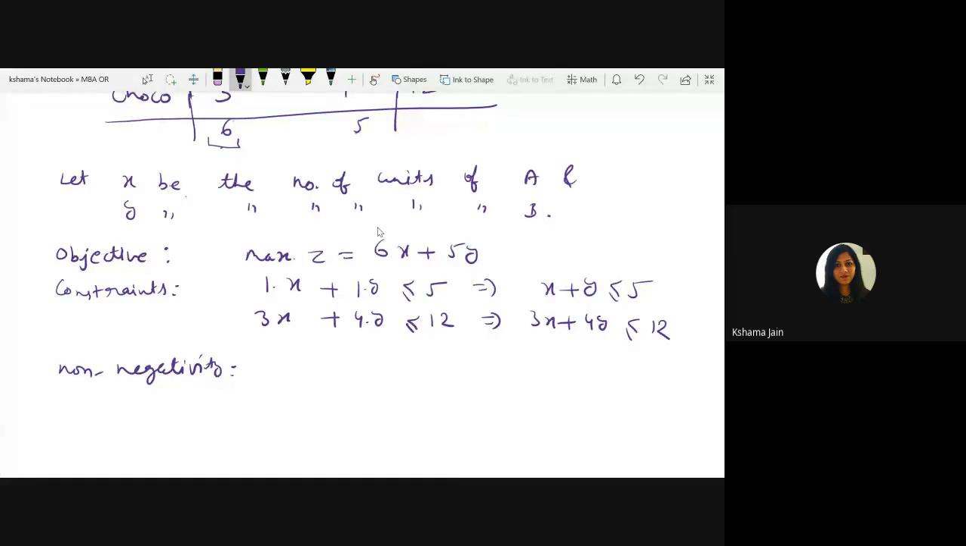We know that x and y are the number of units. Is it possible if we say that we are making -2 chocolate or -5 chocolate? No, ma'am. Minimum number can be 0, means we are not producing anything. Negative is not possible. How can you produce any quantity in negative way? So obviously, x is greater than or equal to 0, y is greater than or equal to 0.